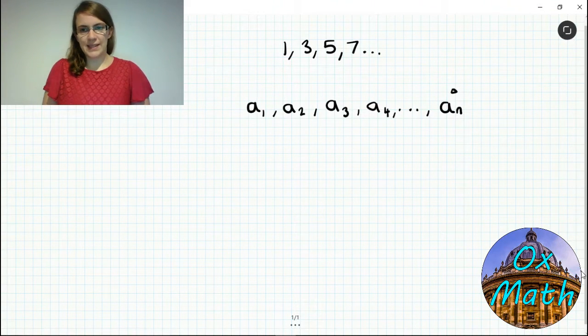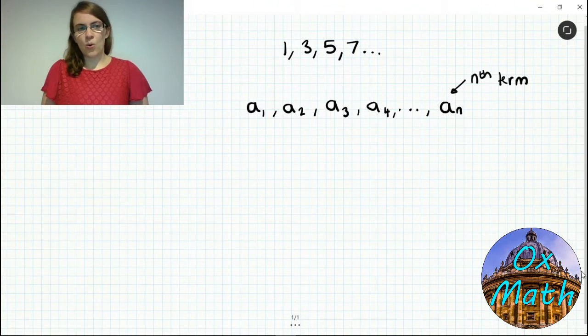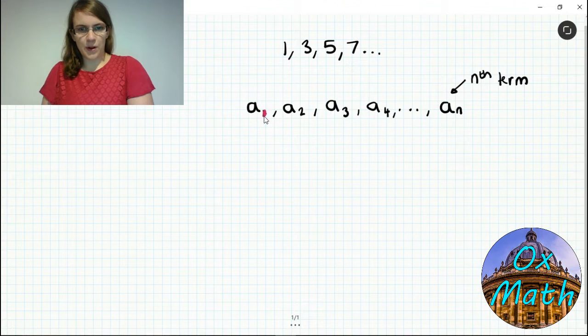to show that this is the nth term, which could be used for any term in the sequence as a general term, or it is often used as the last term of a sequence. Now, for the first term, we often don't bother with the 1, it will just be an A. So A on its own means the first term, AN means the nth term, and it is important that you understand the difference between N and AN.